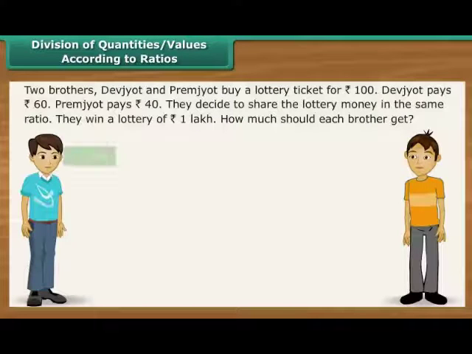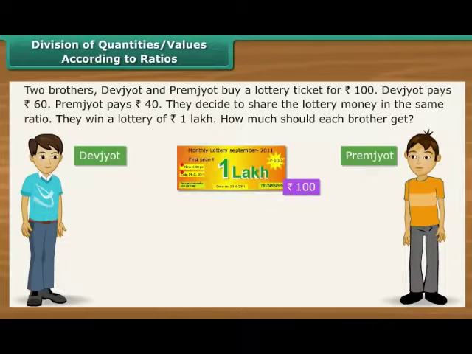Two brothers, Devjot and Premjot, buy a lottery ticket for rupees 100. Devjot pays rupees 60, Premjot pays rupees 40. They decide to share the lottery money in the same ratio. They win a lottery of rupees 1 lakh. How much should each brother get?